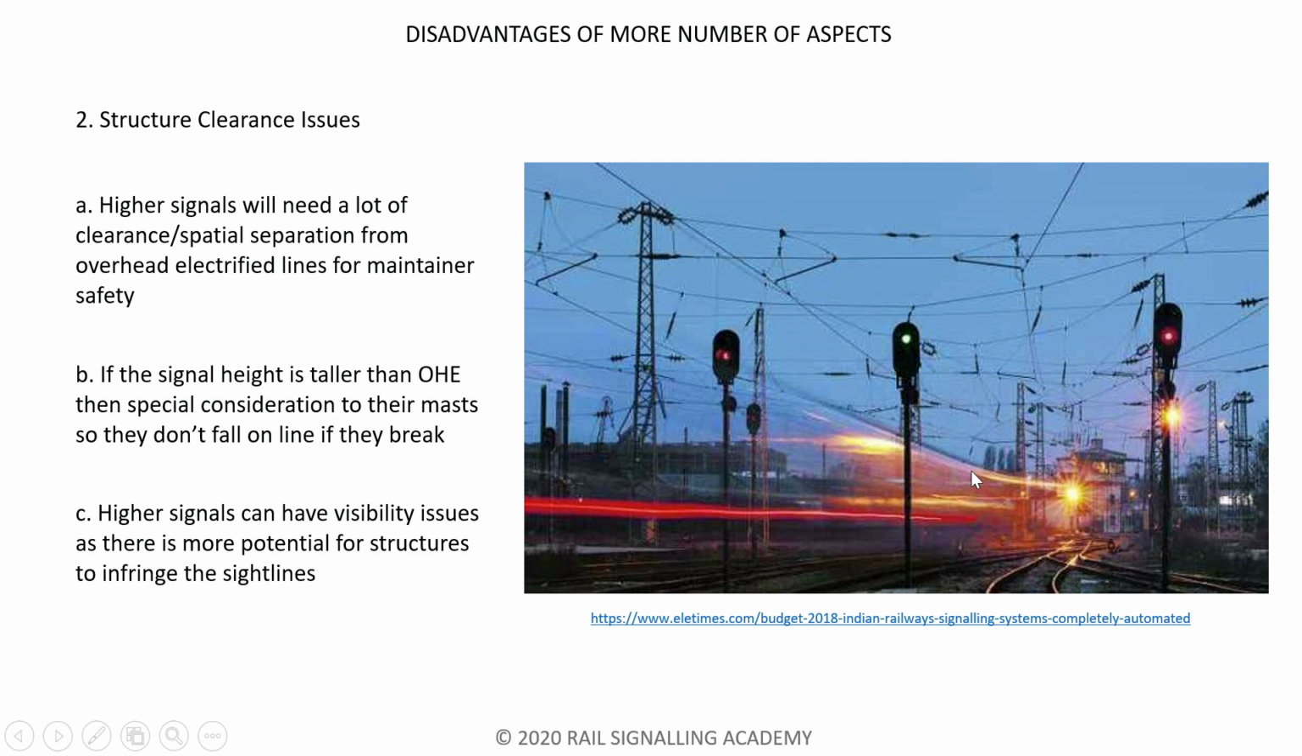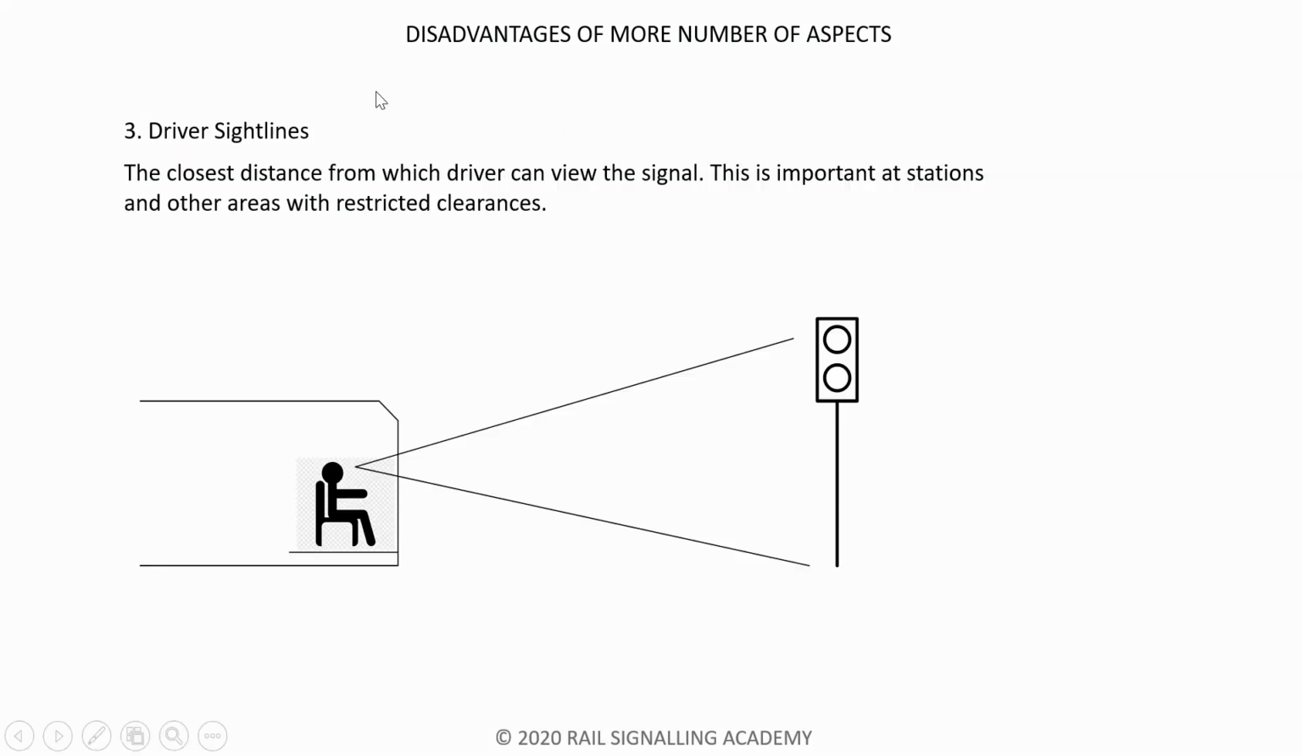And then the last one is, as the signals become higher, you can see that there can be more sightline issues, because the higher the signal, the more potential there is for the surrounding structures to infringe upon clear visibility. And talking about sightlines, we'll move to the next one. Now the next one is driver sightlines.